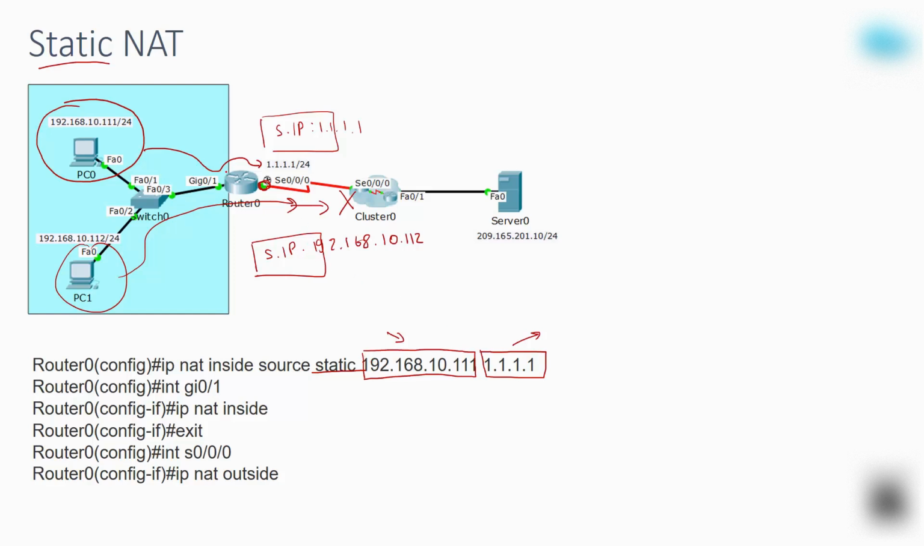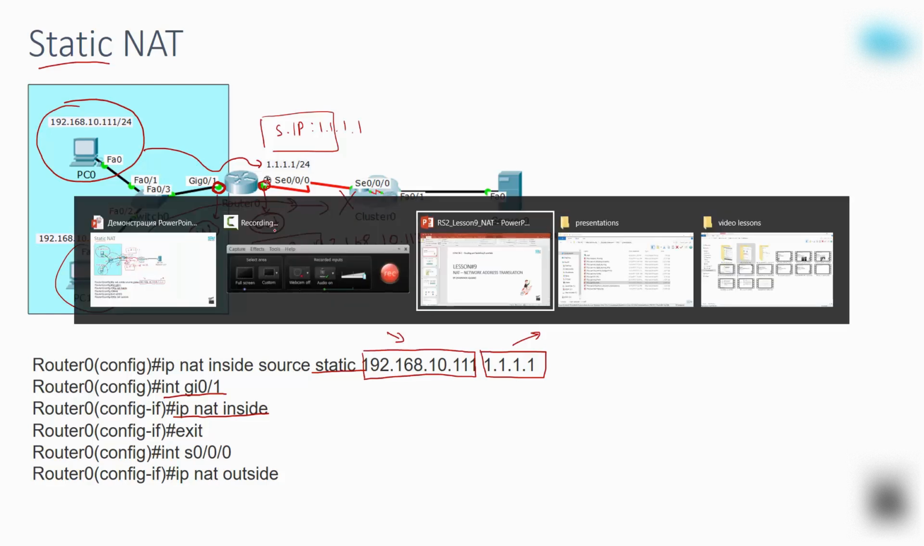Then we have to define that the gigabit 0/1 interface will be part of the private network. We have to say this is the inside address, and we have to tell NAT that S0/0/0 is the outside address by using the commands interface gigabit 0/1, ip nat inside. We can just type it without exit: interface S0/0/0, ip nat outside. Let's try to implement this example in Packet Tracer.